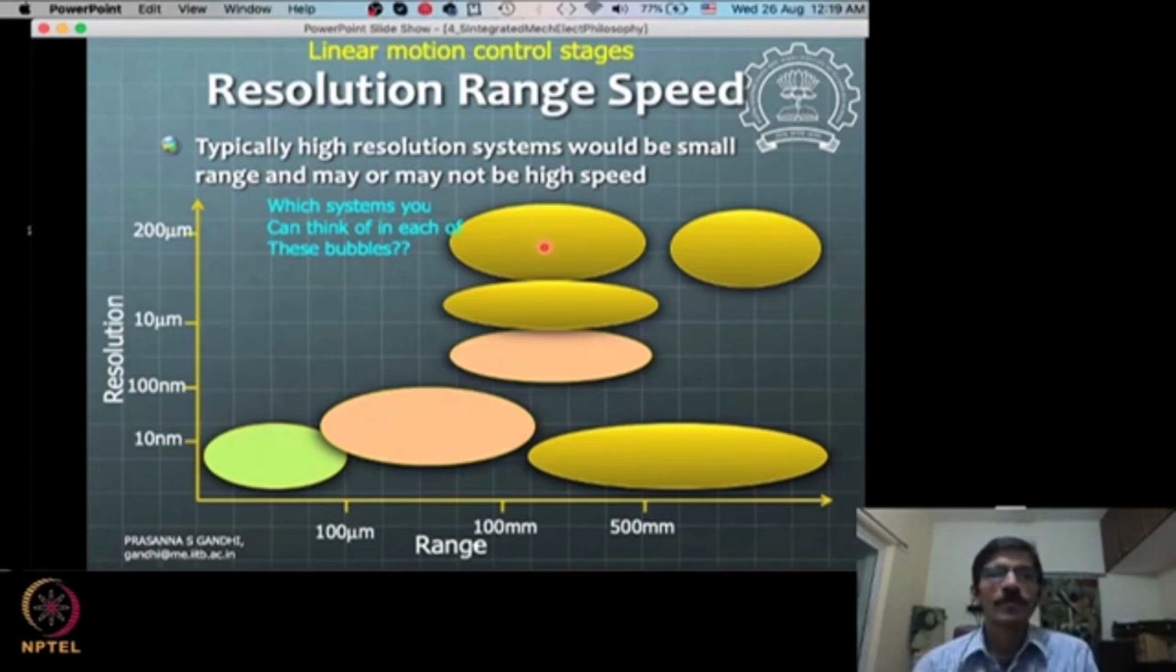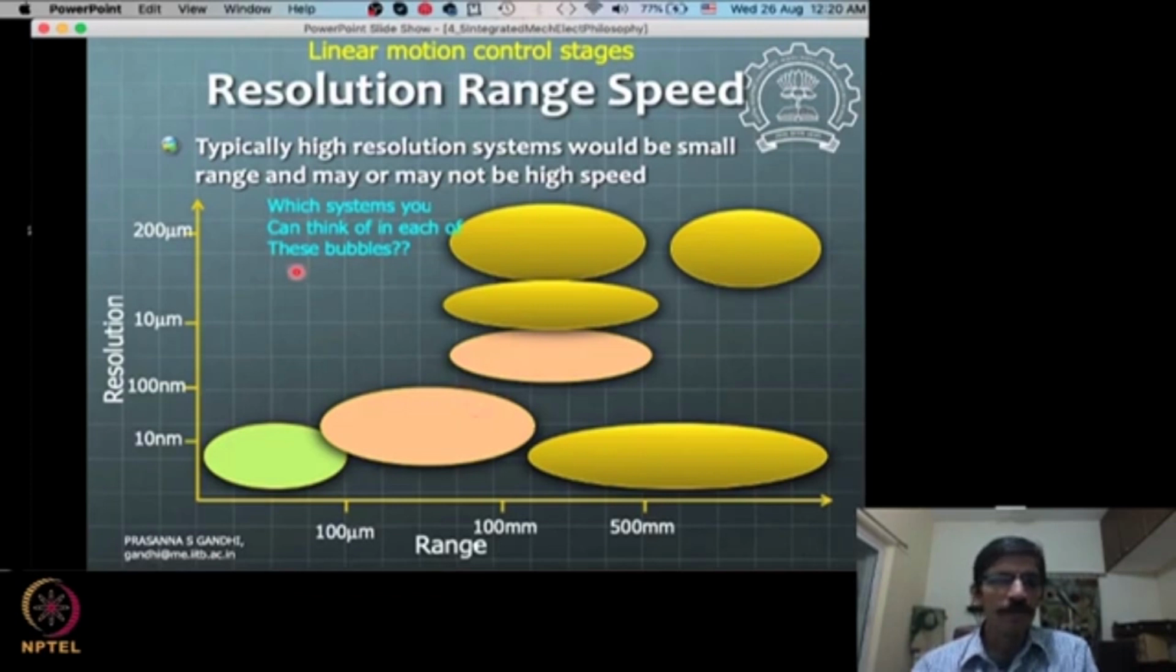Okay, so typically if you see a range which is higher and resolution which is lower, this domain is a little difficult to obtain by a single actuator. So here we need a two-actuator kind of design. But in many other places, if you go linearly along this direction on this diagram, you find that these can be done with single actuator, single sensor kind of designs.